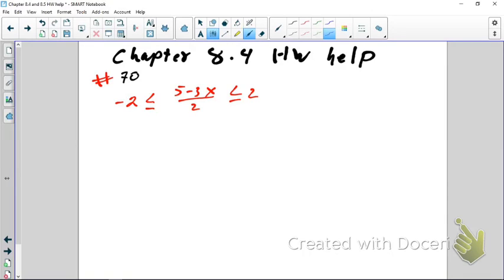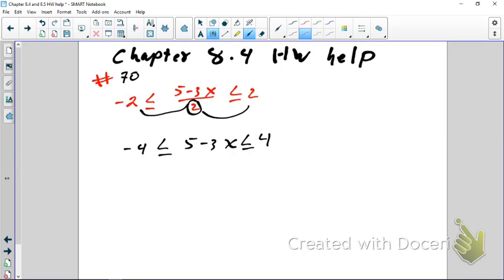And I think I have one more example, which is going to be number 70. I chose number 70 because it does have a fraction in the bottom, and I know sometimes we get ourselves a little confused as to how to do it. So I'll go ahead and do it for you just to help you out. You take the denominator and you multiply it to both sides. So you end up with -4 is less than or equal to 5 minus 3x, which is less than or equal to 4.